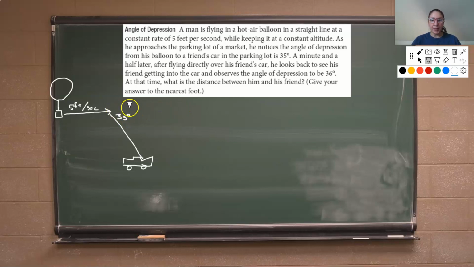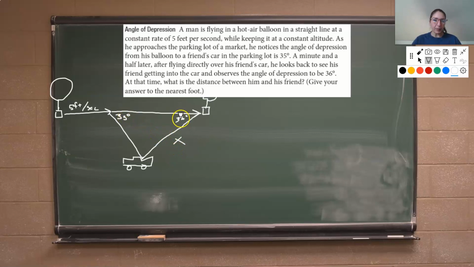Okay, and then he keeps moving, and it's a minute and a half later. He looks back, so he flew directly over the car. He looks back and noticed that the angle of depression is now 36 degrees to the same car. At that time, so now he's here, this little hot air balloon. You're not going to see it because I'm writing in white. At that time, what is the distance between him and his friend? Well, that would be the distance here. So that's what we want to solve for.